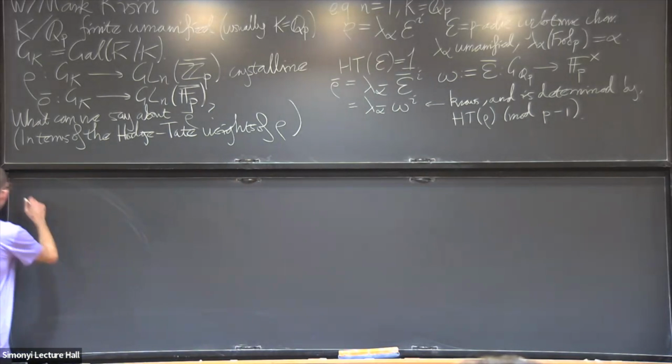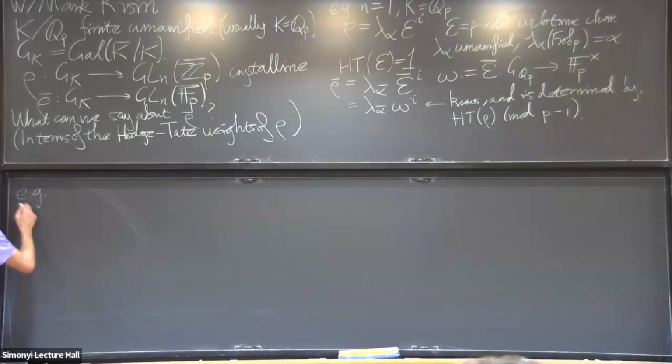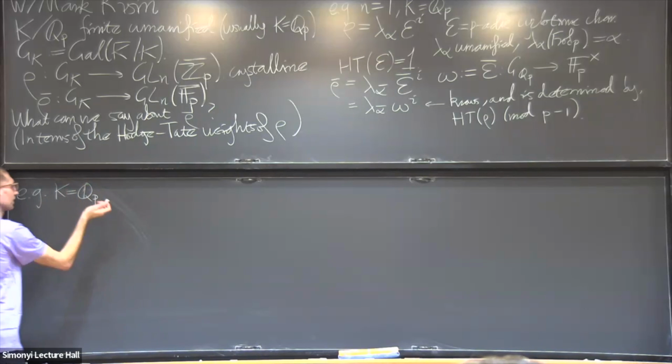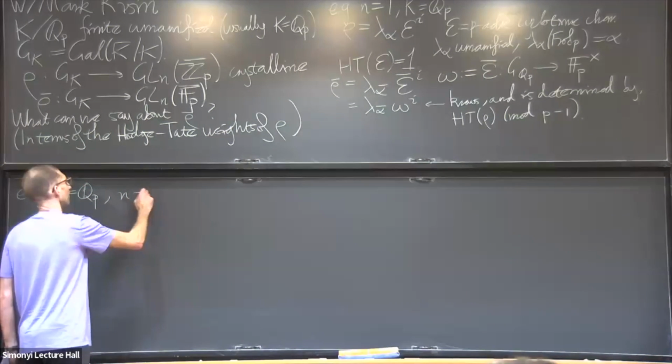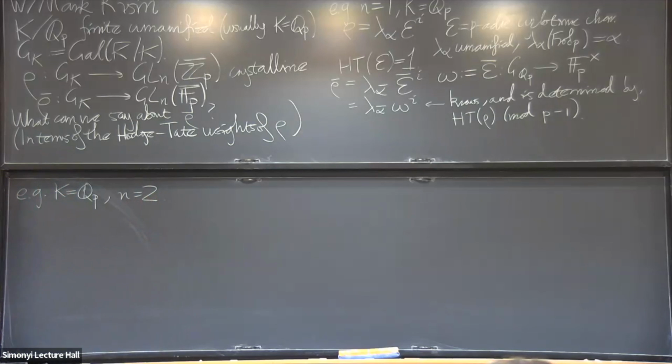That simplicity goes away completely, or almost completely, as soon as you go to the case of two-dimensional representations. So K is Q_p again, n equals 2. So in small weights, you can still say what's going on. How do I set this notation up?